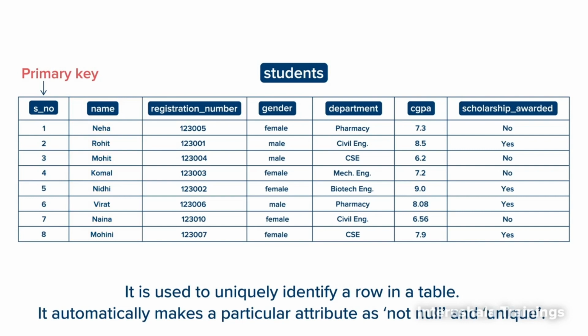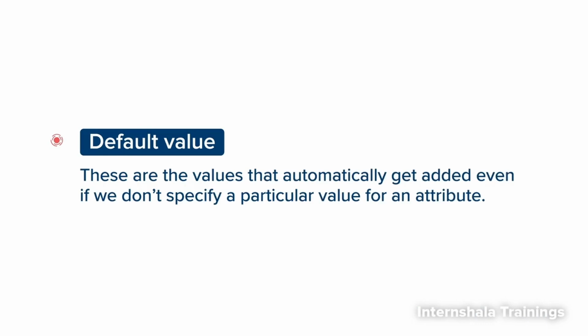Next, we will move to the fourth constraint, that is foreign key. Now this is something we will cover later in this module as we need to first understand a few more concepts related to it. Now lastly, we will discuss the third component, that is default value. This means while adding a record in the table, if we don't specify any value for a particular attribute, it will take the default value if it has any.